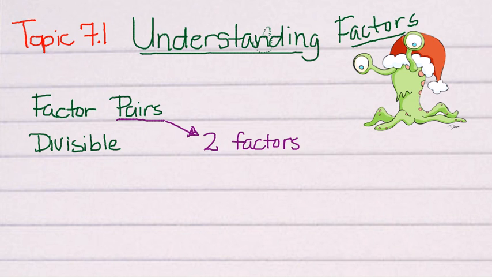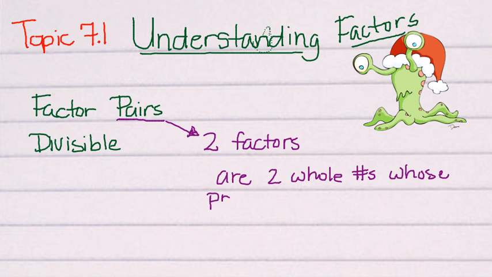The official definition, which is not going to be on your notes, so don't write it, but just listen to what it is. Factor pairs are 2 whole numbers whose product, now you guys remember what product is? Exactly, it is the answer to a multiplication problem. So whose product equals a given whole number.